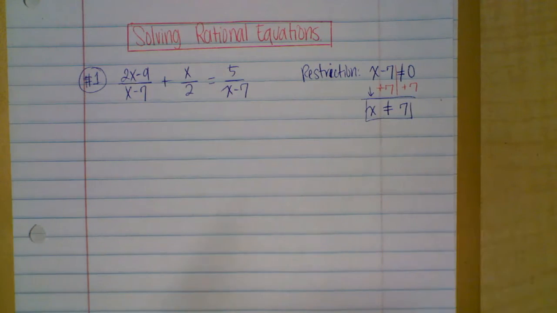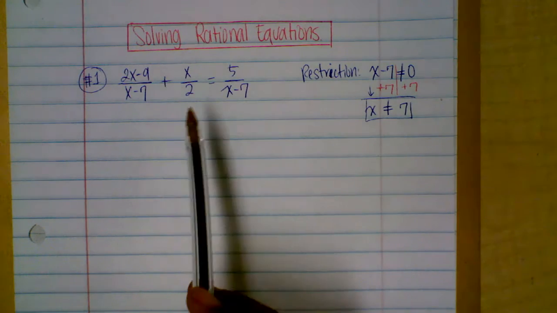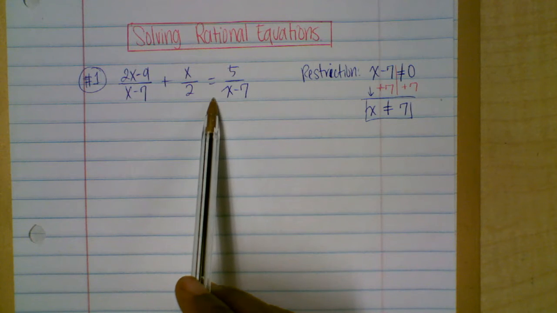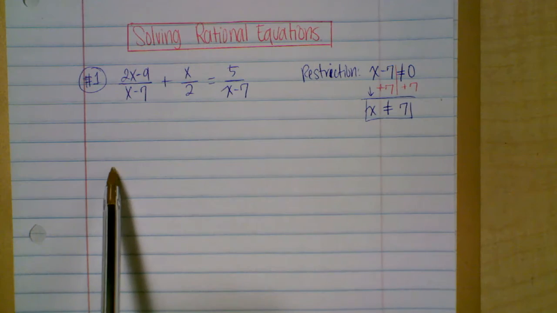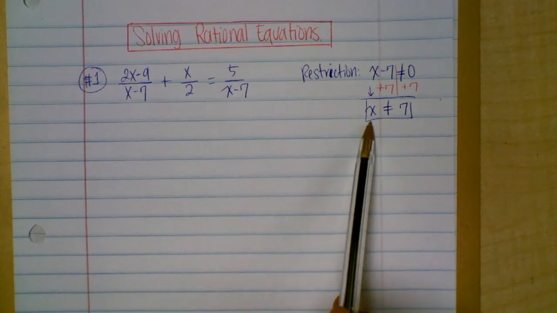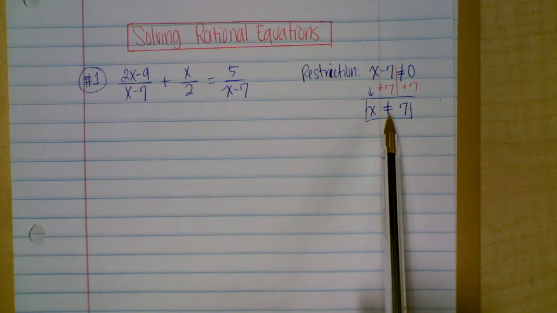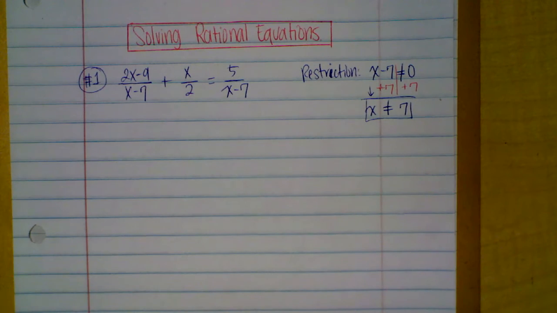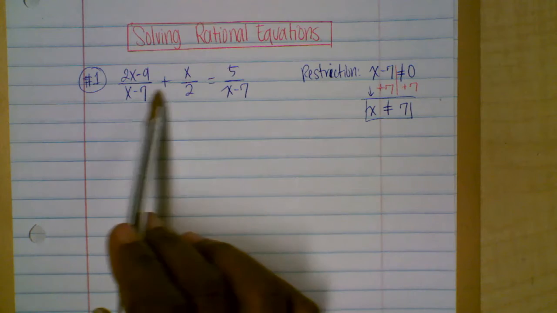That's a restriction, so I have to make sure of it as I solve the rational equation. If I end up with x equal to 7, and we know that x cannot be 7, I can conclude that there's no solution. Okay, so let's solve.